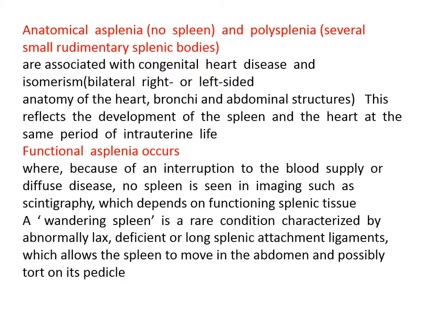What else do we have? Congenital asplenia can occur with left or right isomerism. That means both sides of the body are left or both sides are right. Can have asplenia or polysplenia. Both of them can occur.